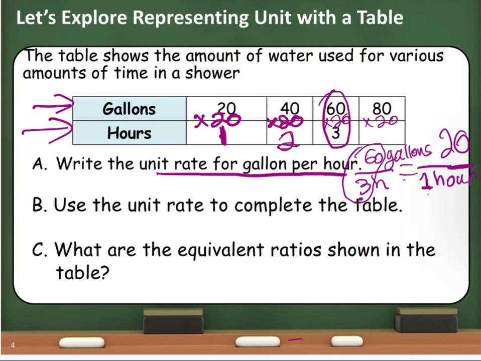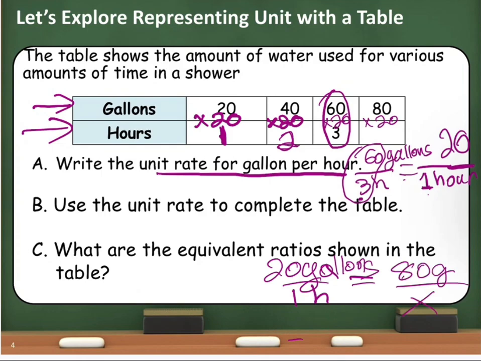Again, I love setting up just the proportions. It's so much easier to see. We have 20 over 1, 20 gallons for 1 hour. And we have 80 gallons. And how many hours is that going to be? Well, for 20 to go to 80, we times it by 4. 20 times 4 is 80. So then we are going to also multiply our denominator by 4 to find out what this missing value is. And it's going to be 4. And that is true. 4 times 20 equals 80.